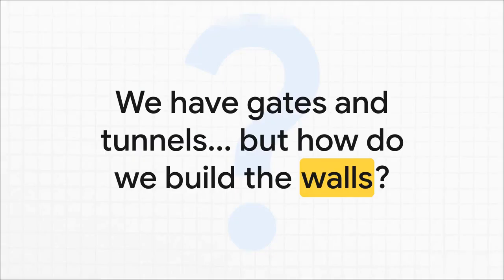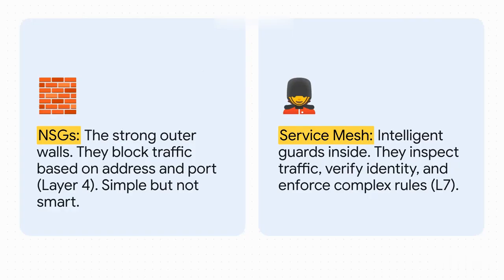So yeah, we've got these point-to-point connections sorted. But how do we build the bigger walls inside? How do we enforce rules that say, hey, the order service is allowed to talk to the inventory service, but nothing else is? Let's stick with our fortress analogy.